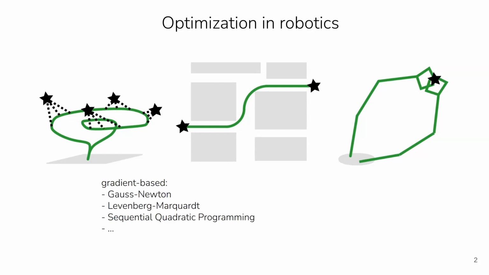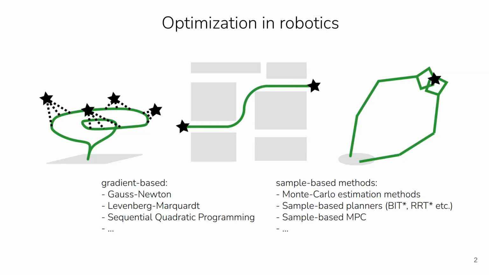And typically, what people use as solvers, this is probably a big oversimplification, but very broadly speaking, people often use gradient-based methods. So that's, for instance, Gauss-Newton or Levenberg-Marquardt for least squares problems, in particular nonlinear least squares problems, or sequential quadratic programming as soon as you add constraints.